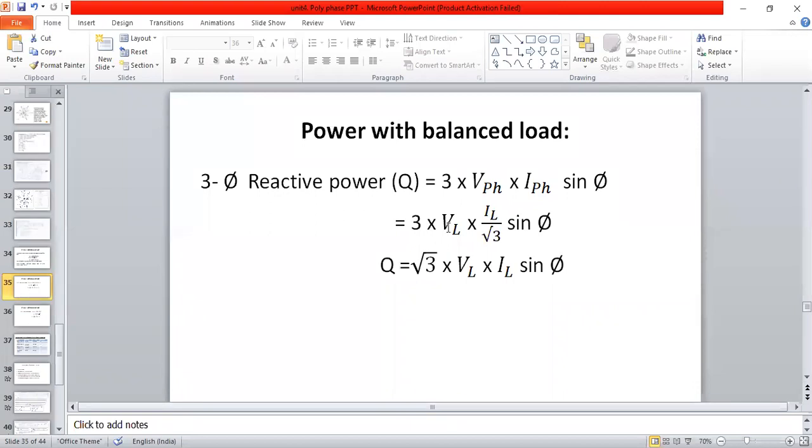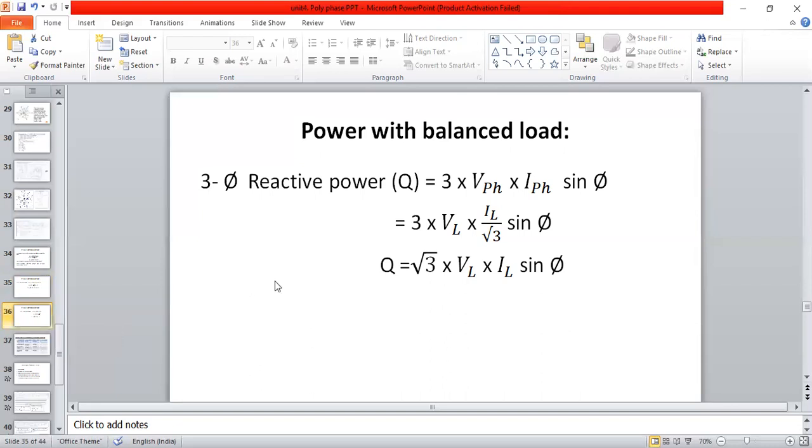Similarly for the delta connection, VPH equals VL and IPH equals IL by root 3. Sine phi stays as it is. 3 divided by root 3 is root 3, so we get Q equals root 3 VL IL sine phi. That is the reactive power.